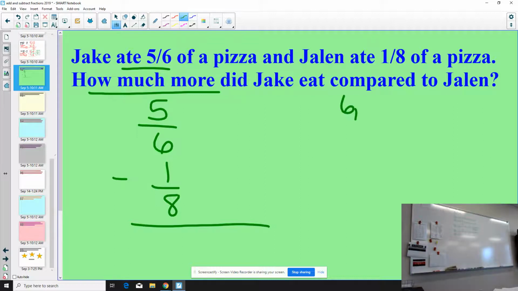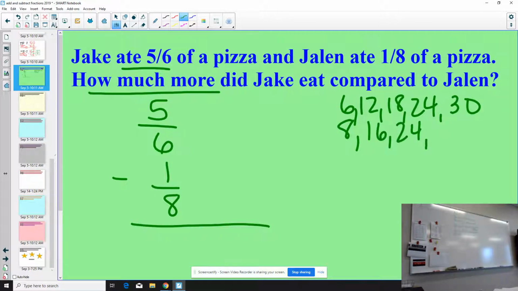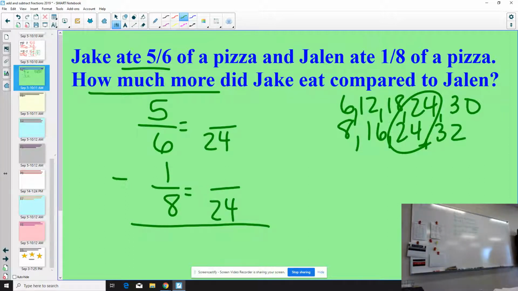If I count by sixes, 6, 12, 18, 24, 30, and then count by eights, 8, 16, 24, 32, notice they both have a 24 in common. So you could use 48, and that would be fine. You just have to do more reducing. Or you could use 24. 24 is smaller, so I'm going to go ahead and use 24 so I don't have to simplify my fractions so much. Okay, I want you to finish this. So go ahead and pause the video. And when you get all the way done and have simplified your answer, click play and we'll see how you did.